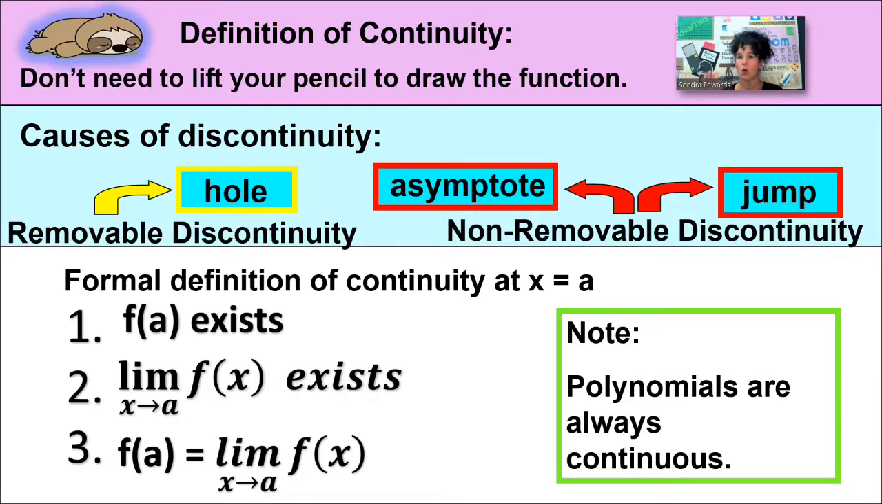whole numbers or 0. So we'll look at some examples, but your polynomials are just kind of those basic functions that are smooth. You have cubics, you have 4th degrees, 5th degrees. Okay, so all polynomials, continuous.